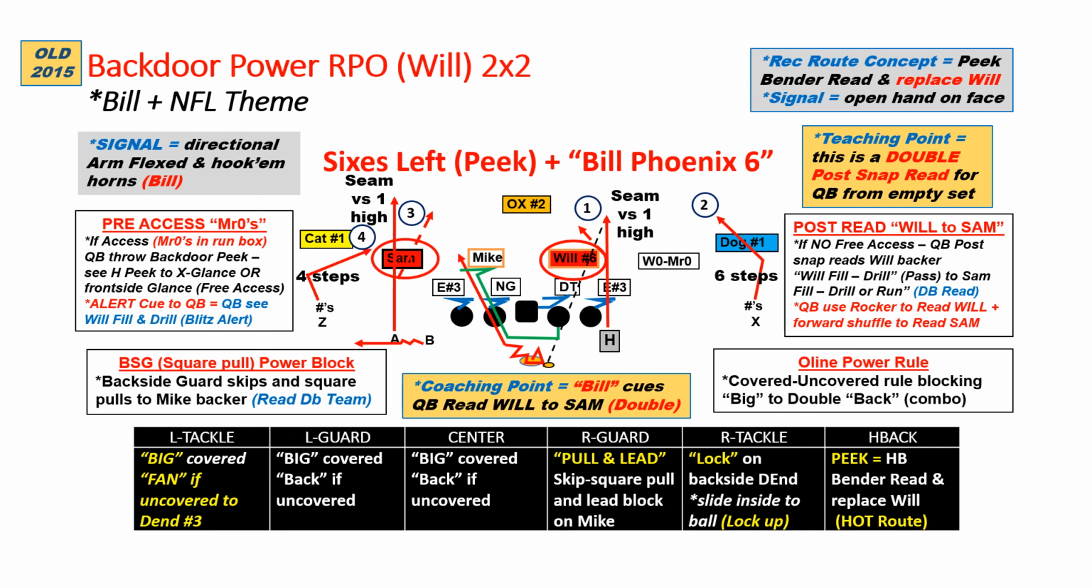Again, we can add the peak signal, letting the H-back free release, adding him into the route. Again, quarterback takes his drop step rocker, first reading the will, and then controlled forward run, reading the Sam. You can see now we can use our core RPOs and similar technique with our no back series quarterback RPO system. Thanks.